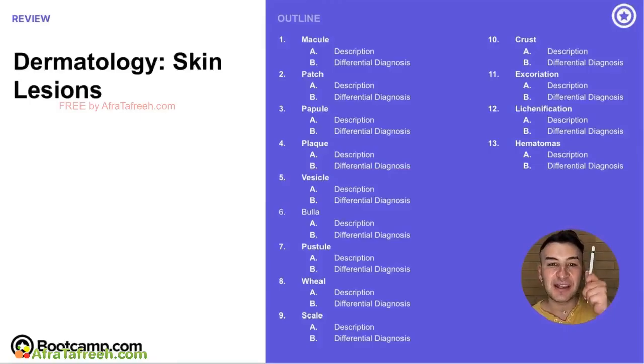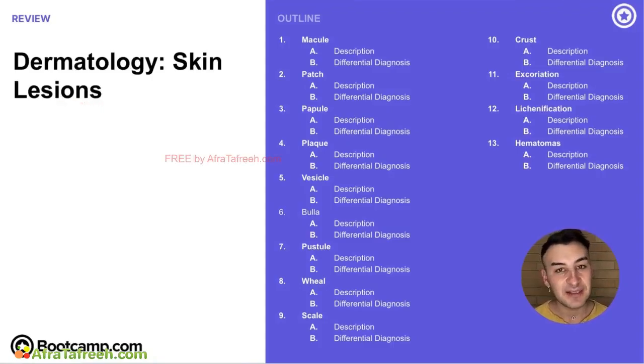Go ahead and take a look at the outline above. One thing to note, in terms of our differential diagnoses today, these lists are not going to be exhaustive. There are so many diagnoses associated with each of these lesions. I'm just going to cover a couple of high-yield differentials for you to have a working vocabulary to talk about these lesions on step 1. So without further ado, let's get busy.